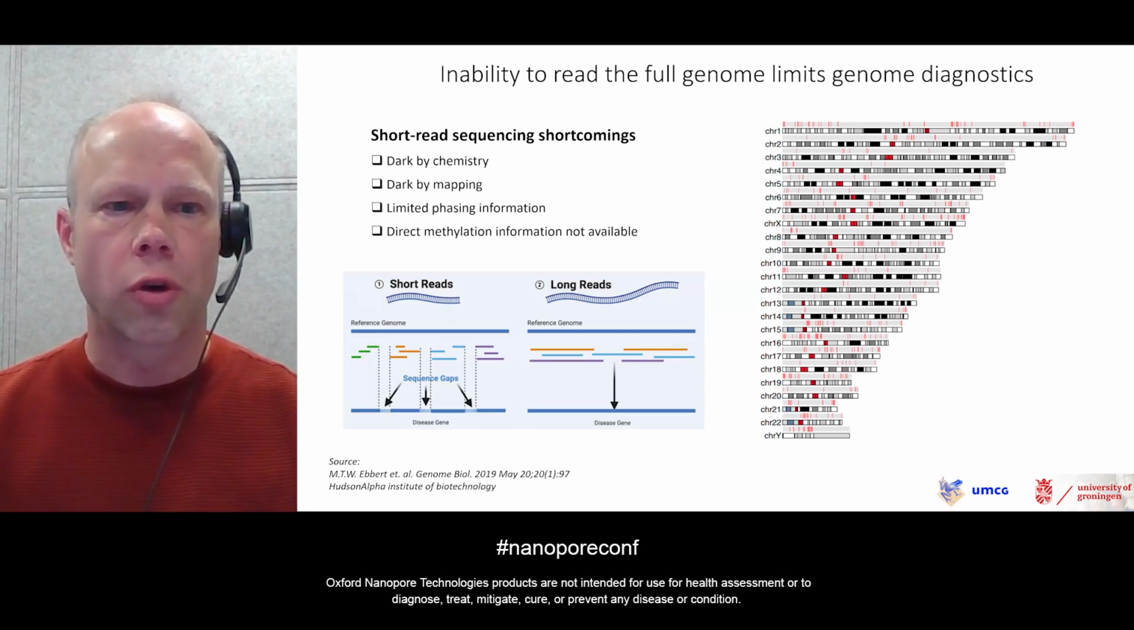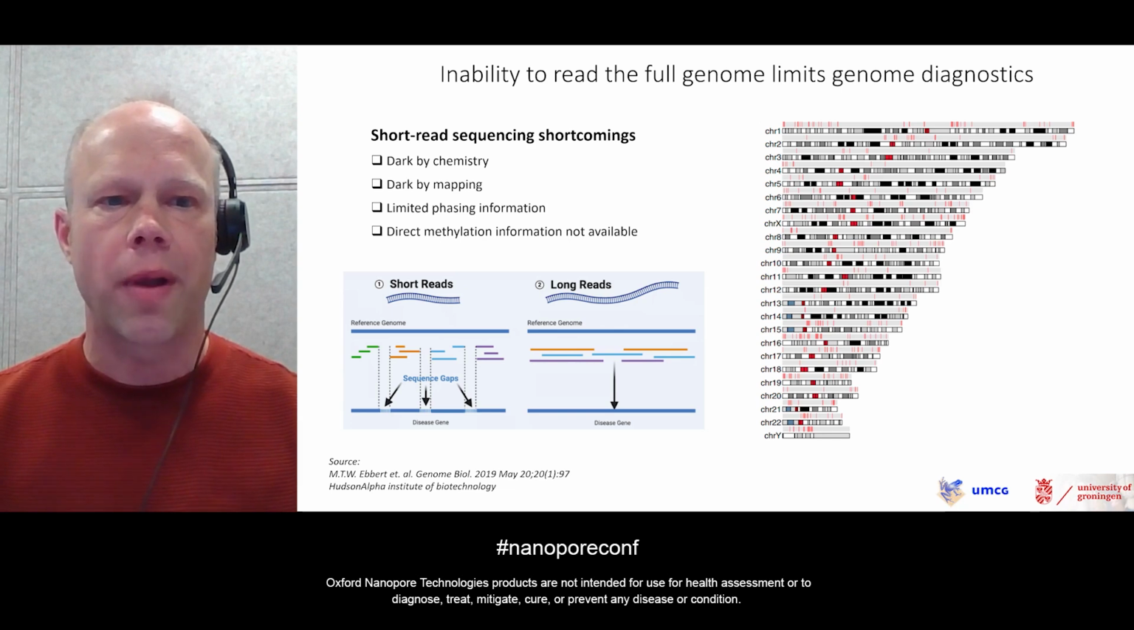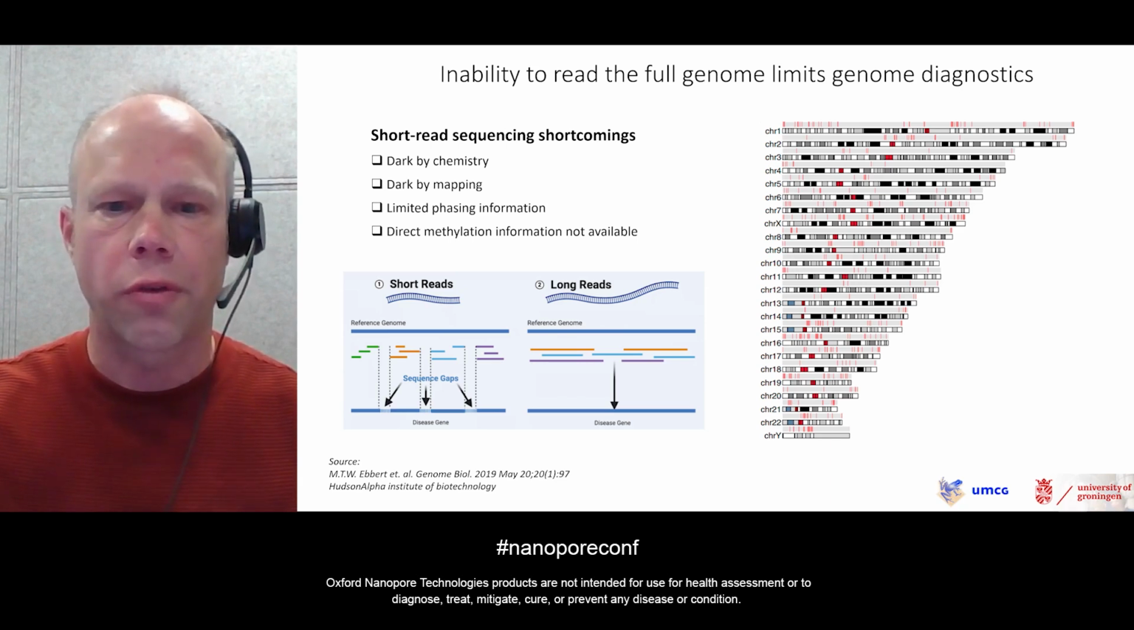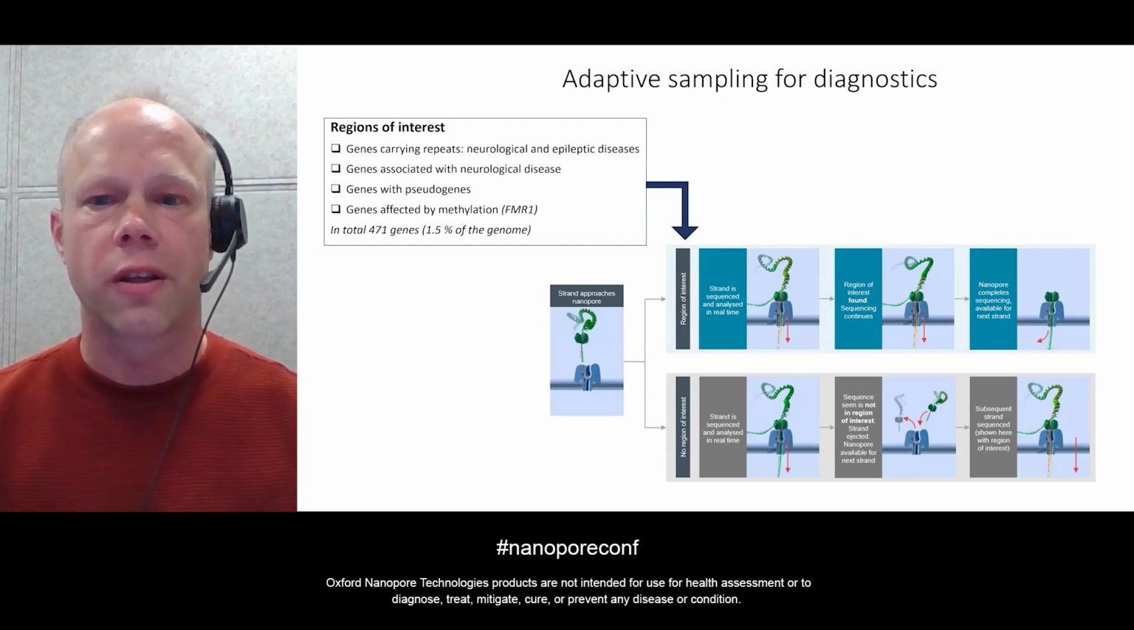That is because some regions of the genome are not accessible by short-read sequencing alone, and short-read sequencing is done by mapping. That means that the short fragments cannot be uniquely mapped to the genome. Further, with short-read sequencing there is limited phasing information and direct methylation information is not available. The regions that are difficult to sequence with short-read sequencing are all over the genome and several diseases are involved. So for that reason, we want to introduce adaptive sampling, long-read sequencing into our diagnostics.